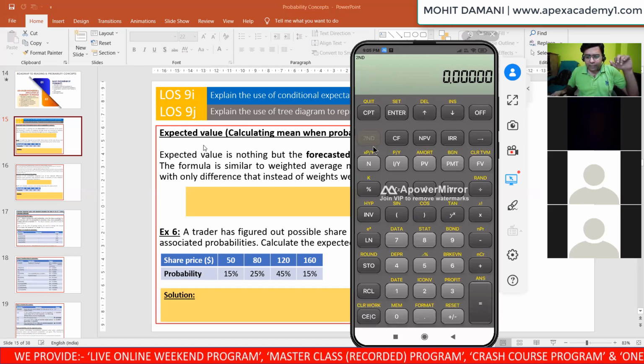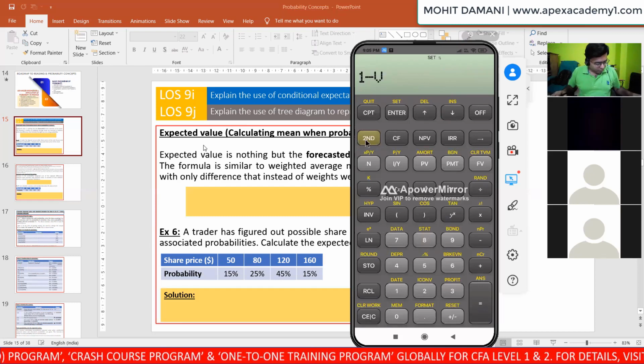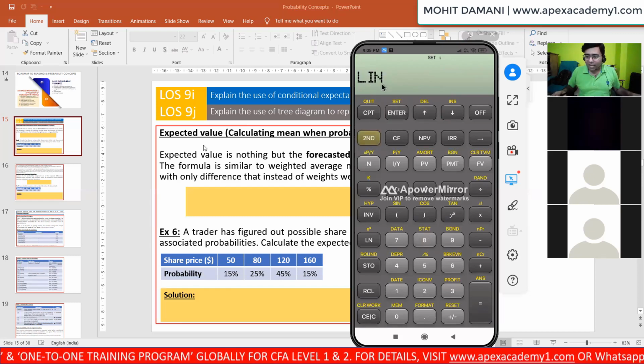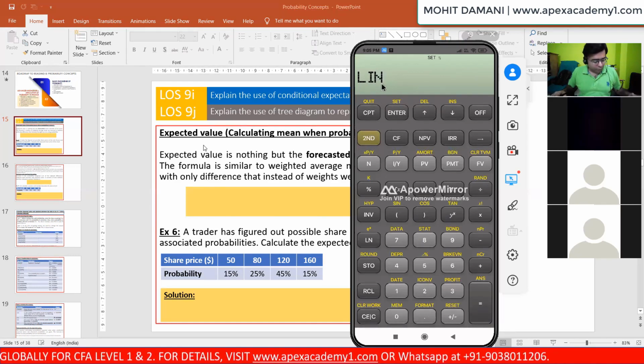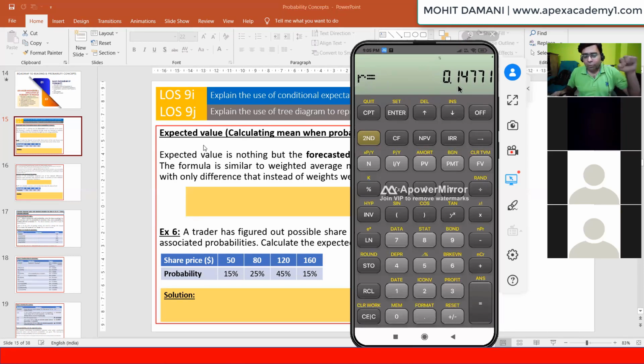Suppose I enter second and stat, and go into the LIN mode, the normal LIN mode that you get on your calculator. If I press arrow down, X mean, Y related things, A, B, and then you get an R. This is the correlation. So the calculator gives you correlation.